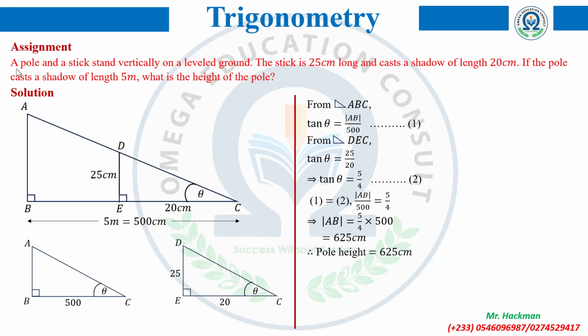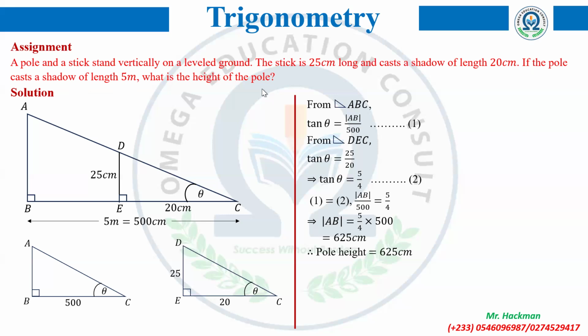We are told a pole and a stick stand vertically on a level ground. That stick is 25 centimeters long and casts a shadow of length 20 centimeters. If the pole casts a shadow of length 5 meters, what is the height of the pole?